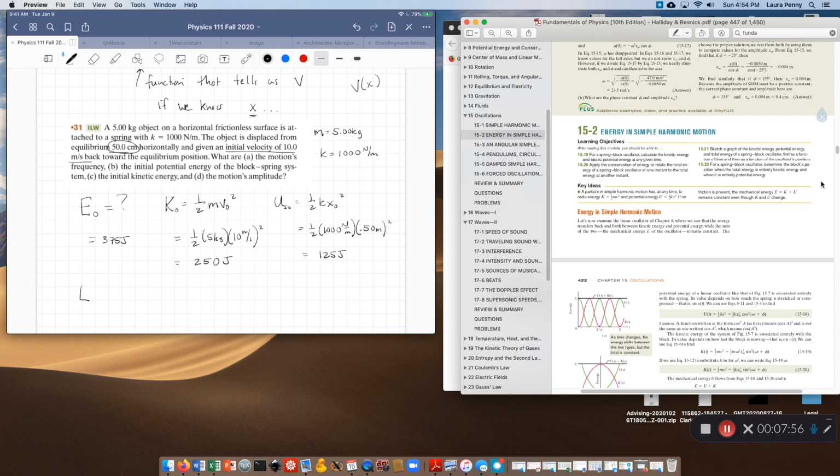Now, the total amount of energy has to equal 1/2 K XM squared, but I don't actually know what XM squared is.